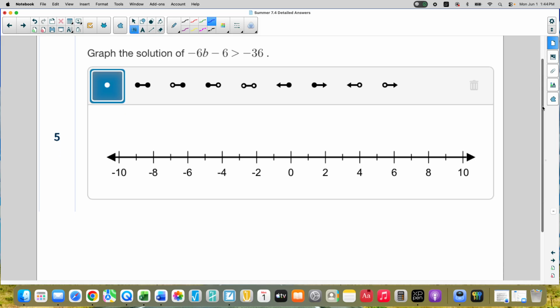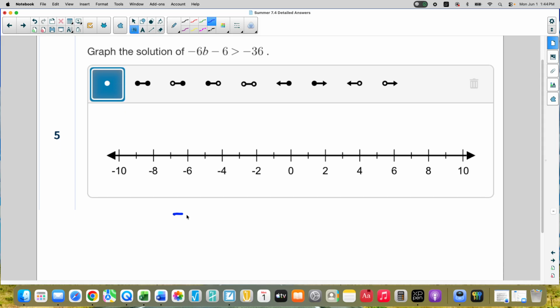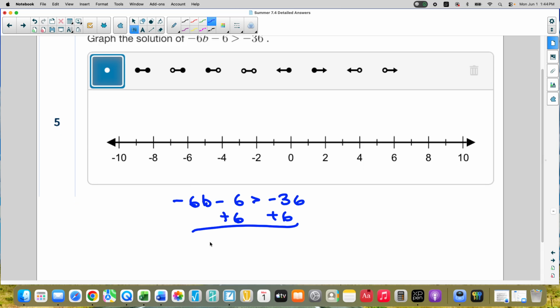Okay, now we got a two-step inequality. Negative 6b minus 6 is greater than negative 36. We're going to add 6. We get rid of things being added and subtracted first. Negative 6b is greater than negative 30. Negative 6 is multiplying. The inverse would be dividing by negative 6.